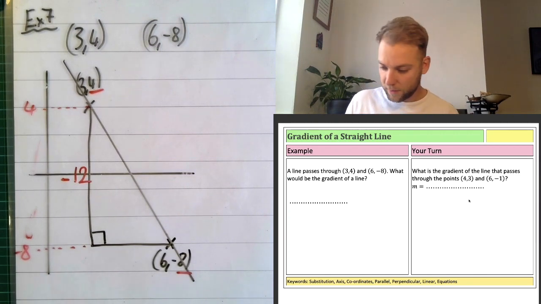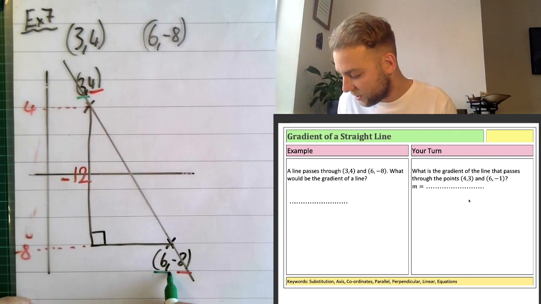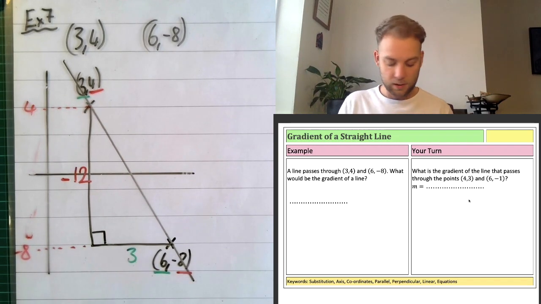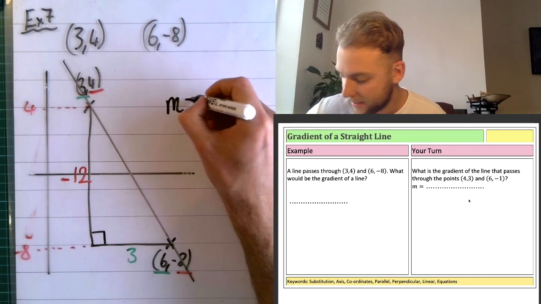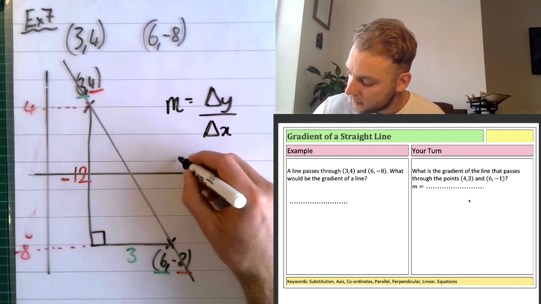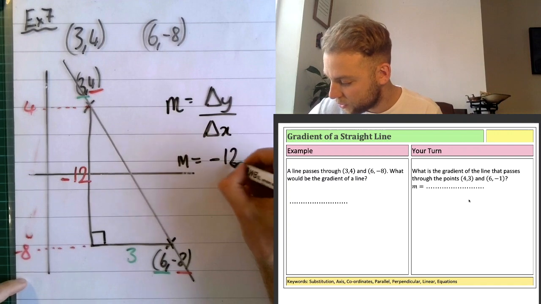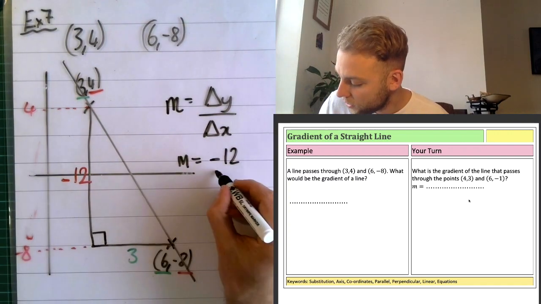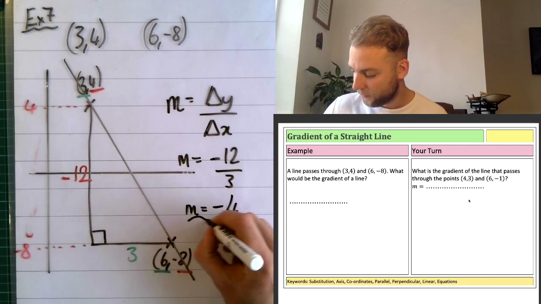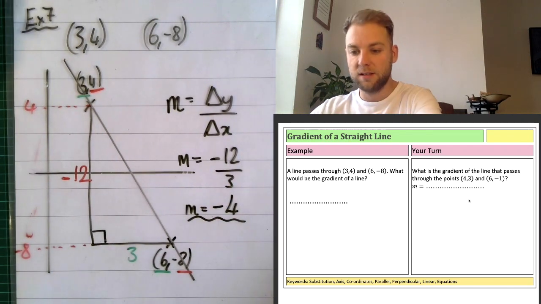Super. How far across am I going? Well, that one's a little bit easier, I think. I'm going from 3 over to 6. So from 3 to 6 is 3, like so. So my gradient m is equal to my change in y over the change in x. So m is equal to the change in y, which in this case is minus 12, over the change in x, which is 3. So negative 12 divided by 3 is negative 4 there, like so. So a steep one going down. So let's check those two answers.